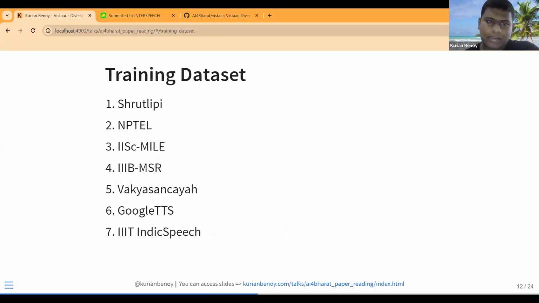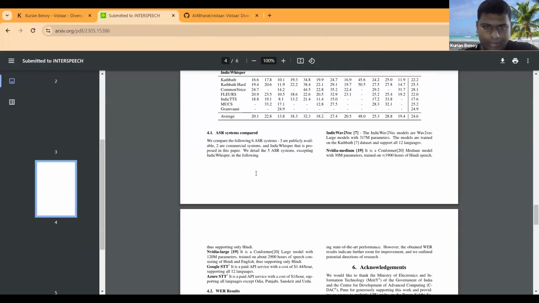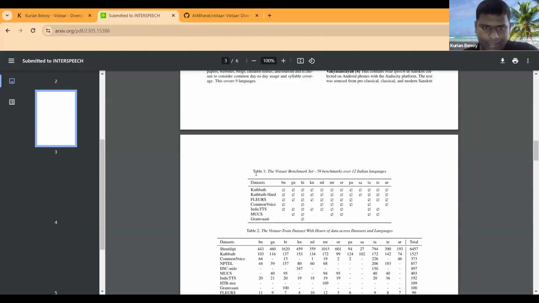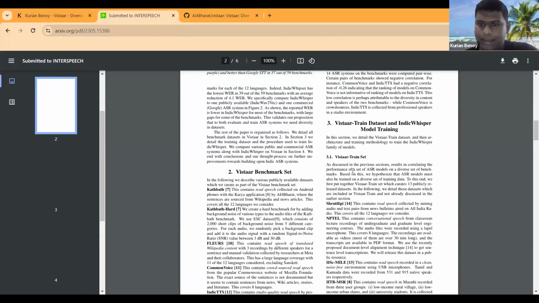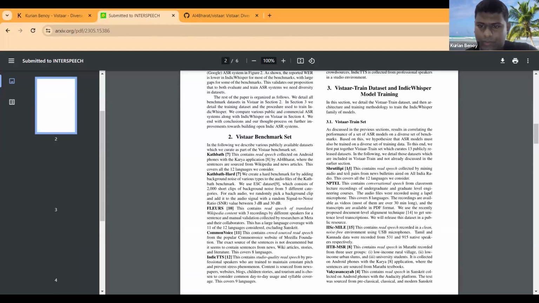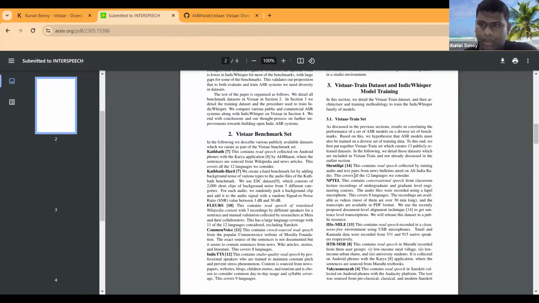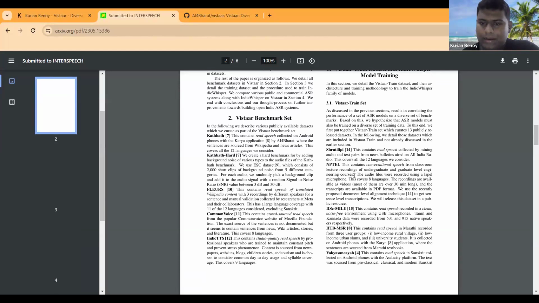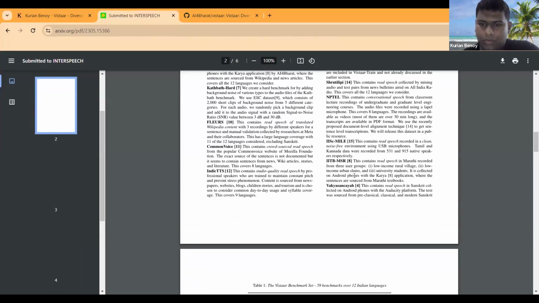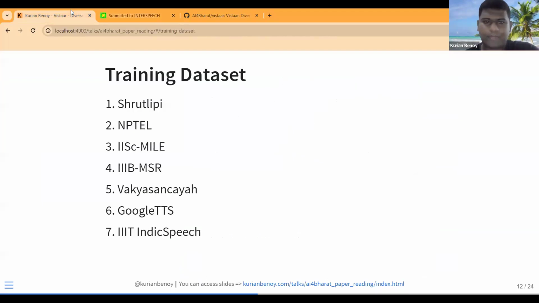And this training dataset consists of the following 7 datasets. If you want to know the details of these 7 datasets, they are mentioned in section 3, Vistaar train dataset. Shruti consists of read speech data collected from 12 languages. Shruti itself is a paper, as far as I understand. NPTEL, IISc, MUCS, IITM, MSR, Vaksanchay, all these are probably different papers, or at least sources cited in the paper. If you want to go into them, you can, but that itself is a whole topic to explain, and I haven't gone into that much detail on that work.